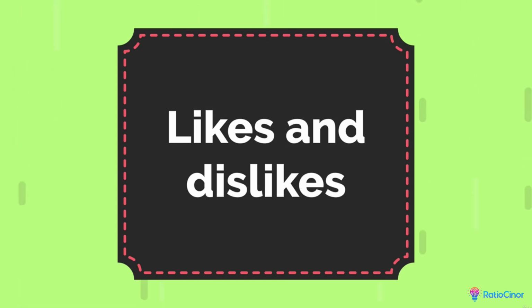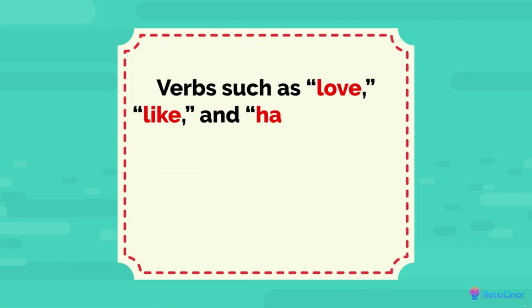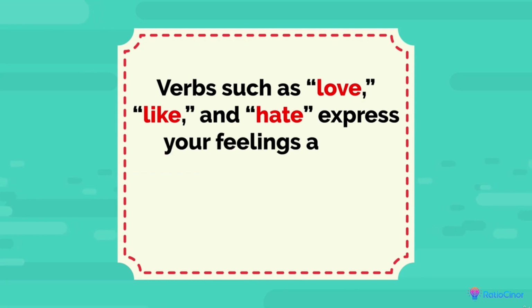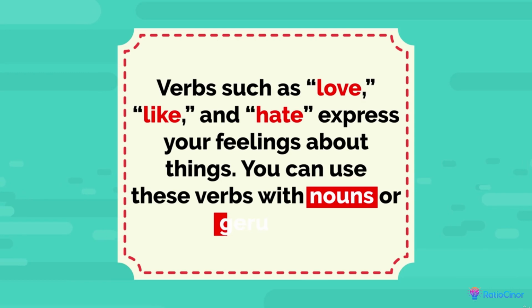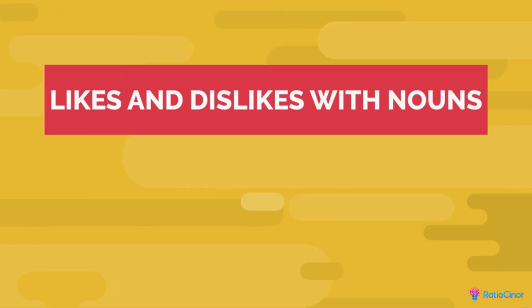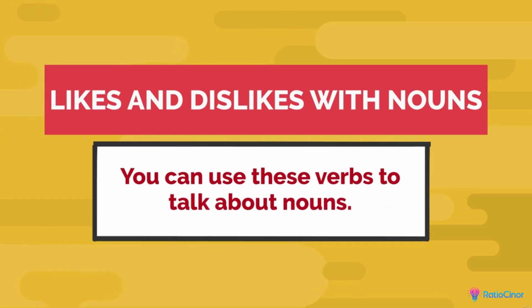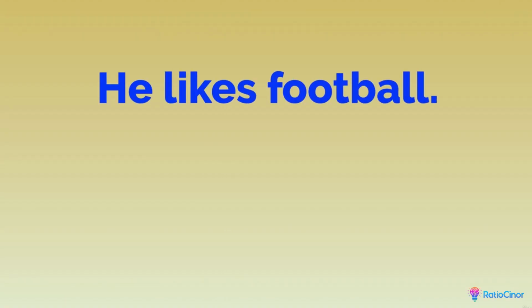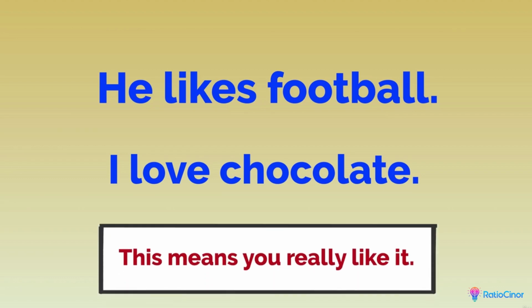Likes and dislikes. Verbs such as love, like, and hate express your feelings about things. You can use these verbs with nouns or gerunds. Likes and dislikes with nouns. You can use these verbs to talk about nouns. He likes football. I love chocolate. This means you really like it.